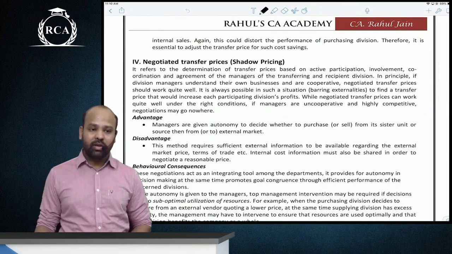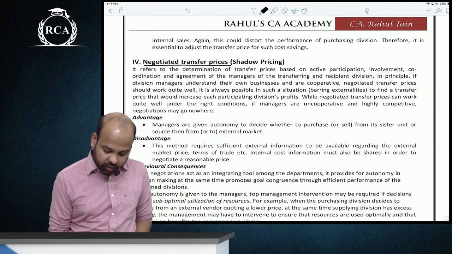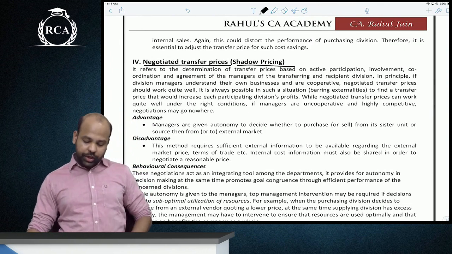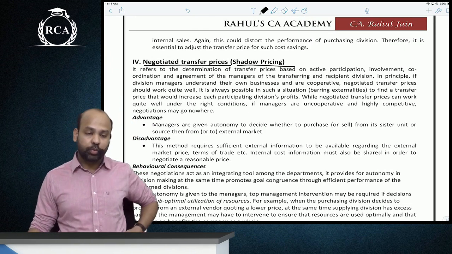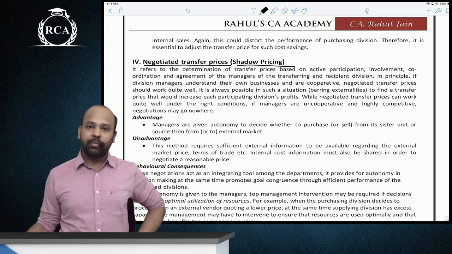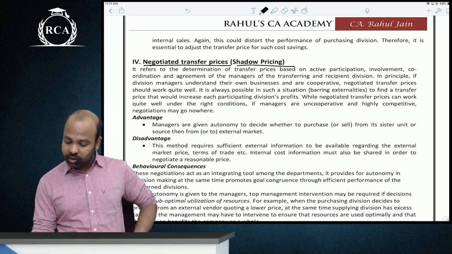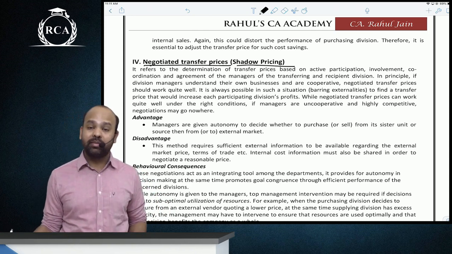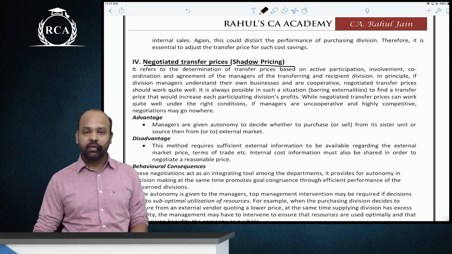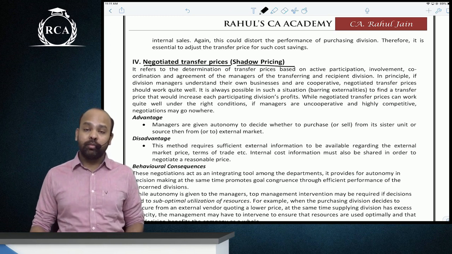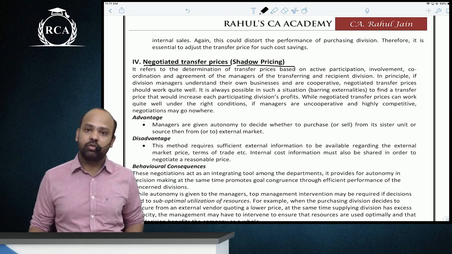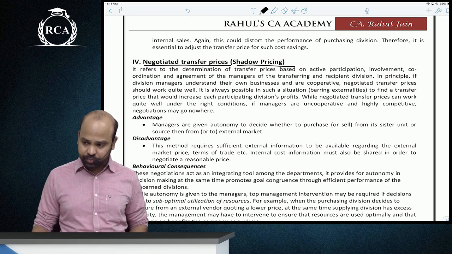The most important one is the fourth one now. Negotiated transfer prices, shadow pricing. Negotiated transfer pricing, that is shadow pricing. This is the method where there is actual autonomy given to the divisional managers.